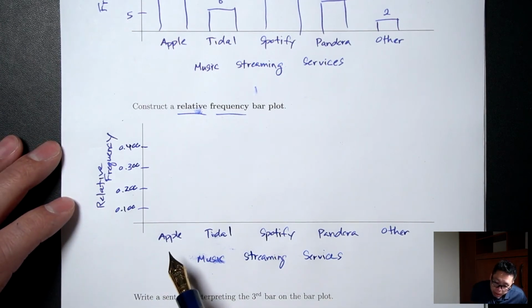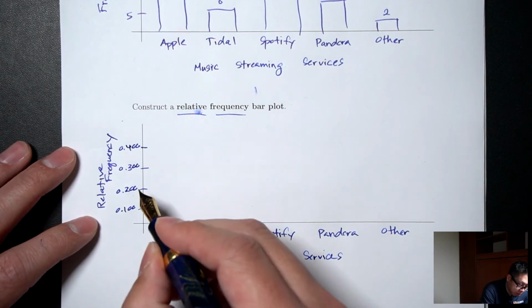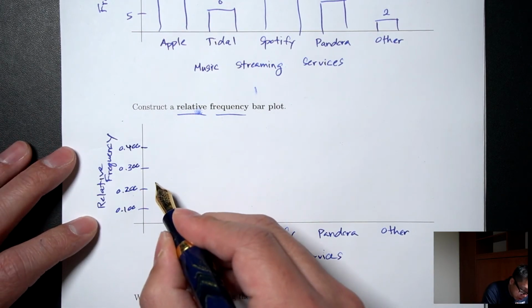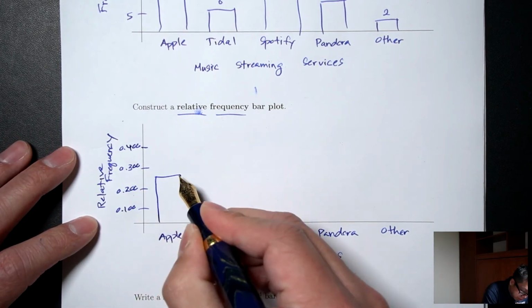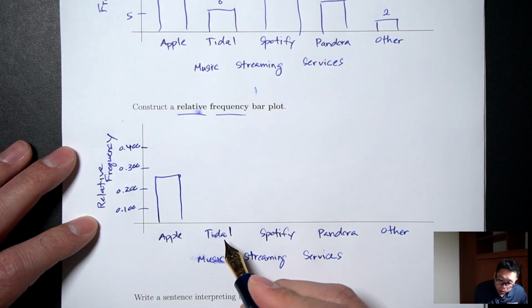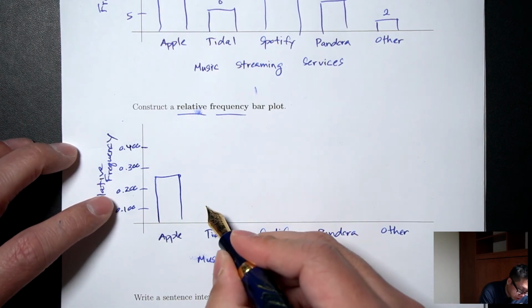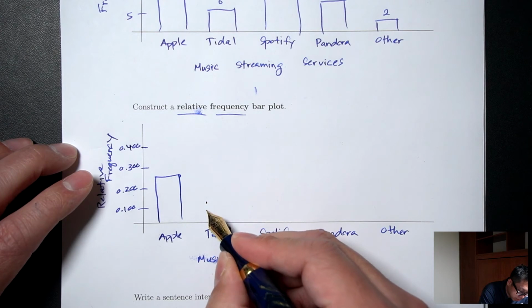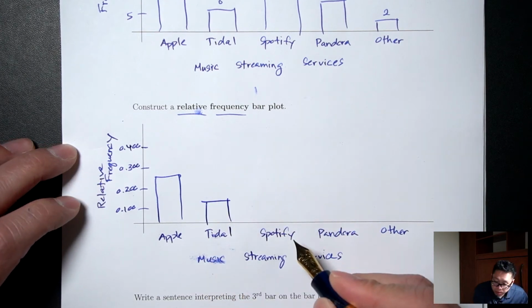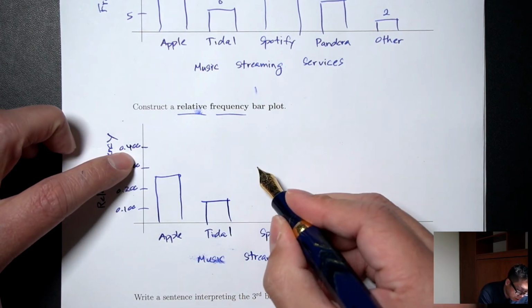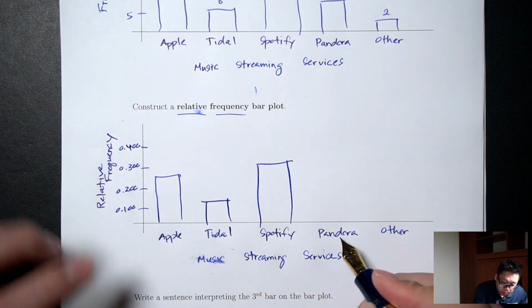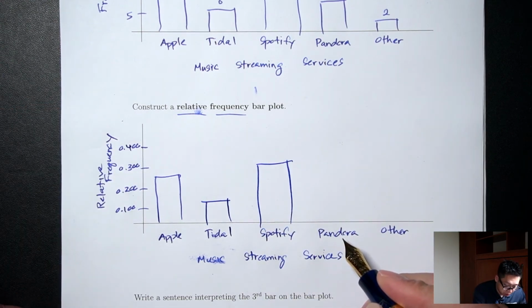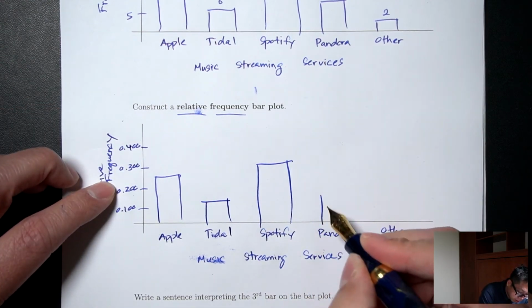Apple is 0.267, so that's somewhere between 0.200 and 0.300. Tidal, 0.133, somewhere between 0.100 and 0.200. Spotify, 0.356, that's up here. Pandora, 0.200, that's exactly right here.